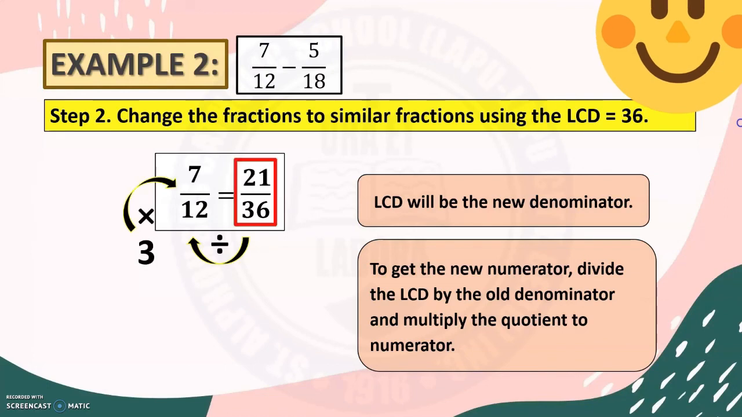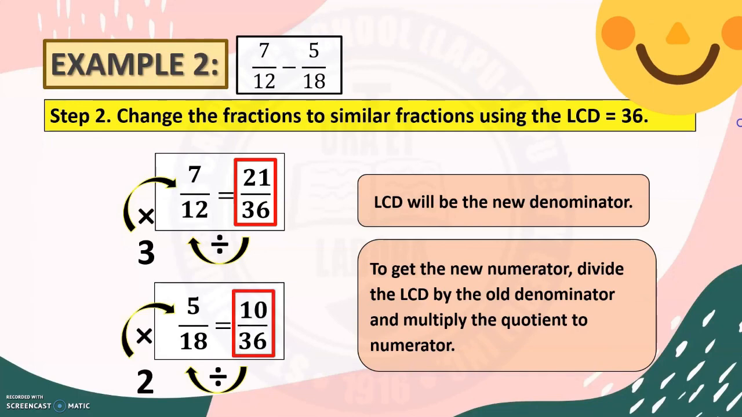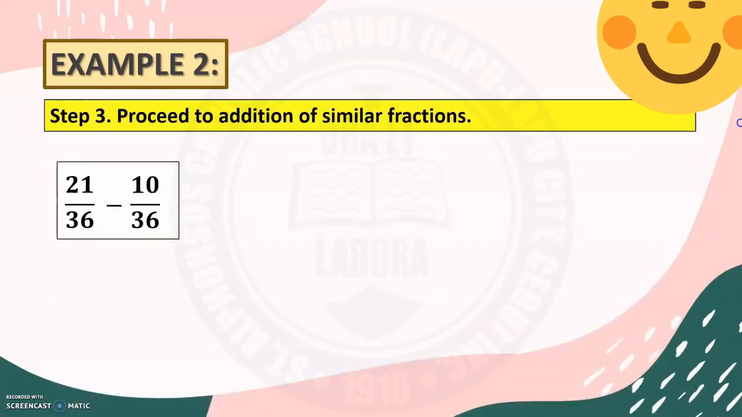21/36. For our second fraction, we have 5/18. Again, our new denominator is 36. 36 divided by 18 is 2, and 2 times 5 is equal to 10. Our second fraction is 10 over 36. Step 3. Proceed to subtraction of similar fractions. We have our new fractions, 21 over 36 minus 10 over 36.